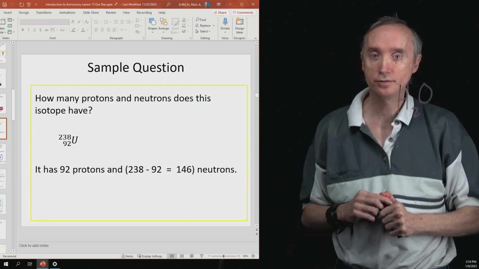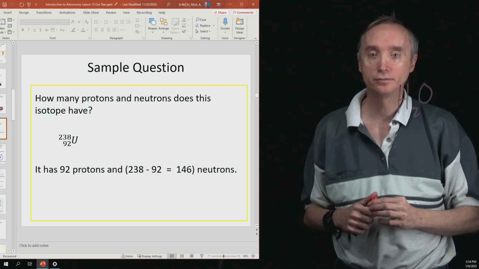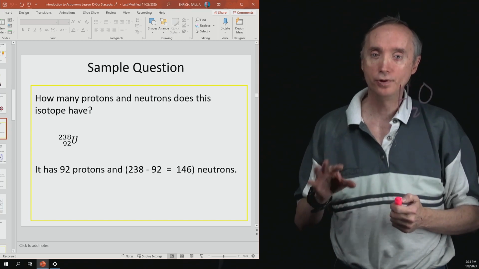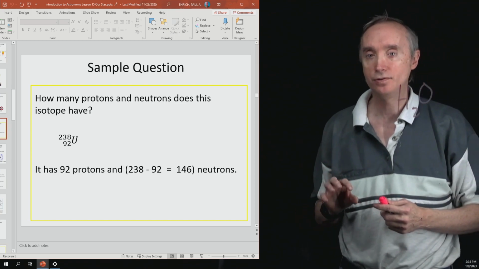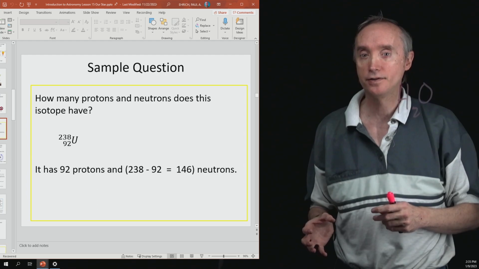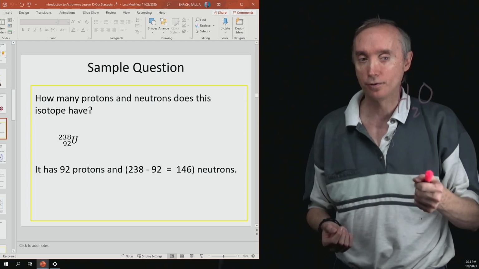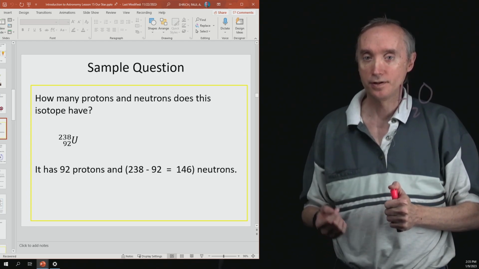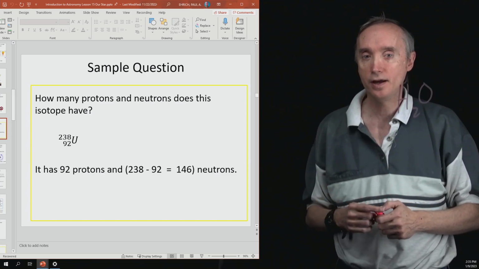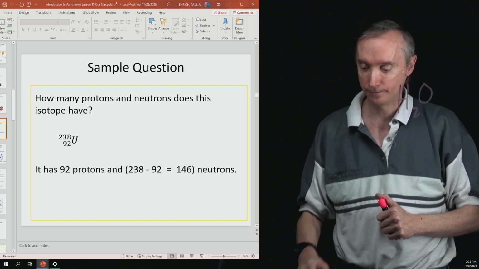So here's a sample question. How many protons and how many neutrons does this isotope have? So it's uranium-238. Now, you don't really need to write down that 92 underneath the 238. It's very useful to do that, but you don't have to write it down because everybody knows that uranium is 92 if you've got your periodic table. So it's going to have 92 protons, that's its atomic number, and then we're going to take the 238 minus 92, and that's 146, and that's the number of neutrons that it's got.